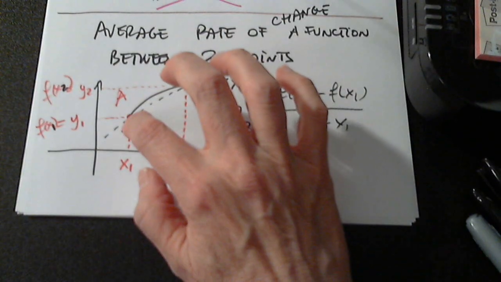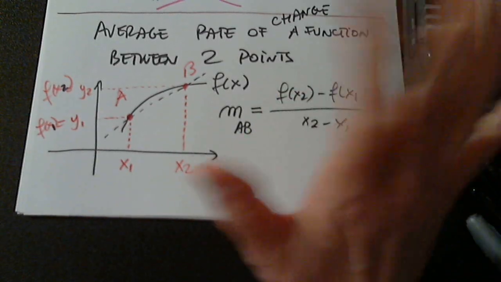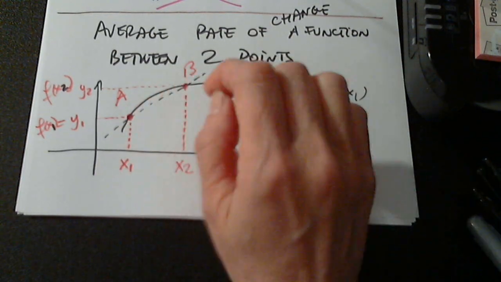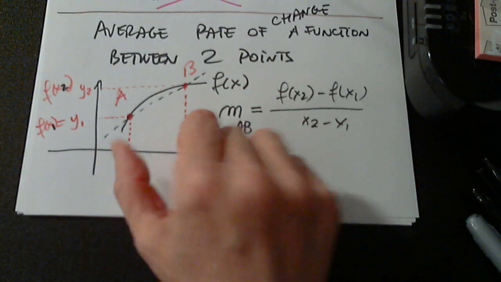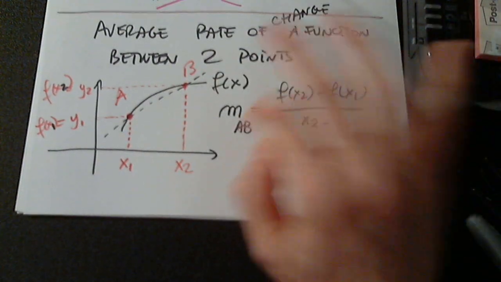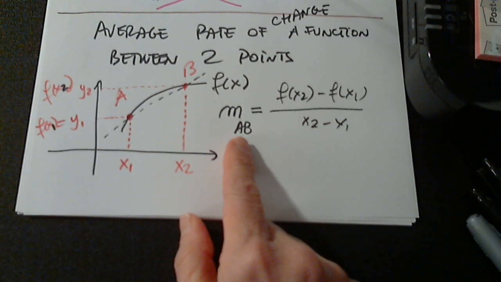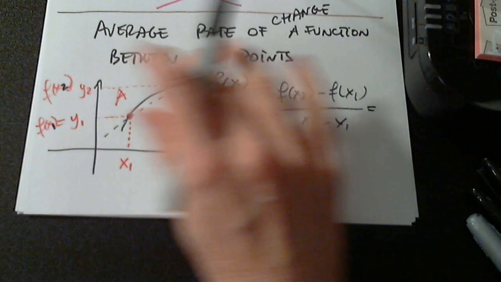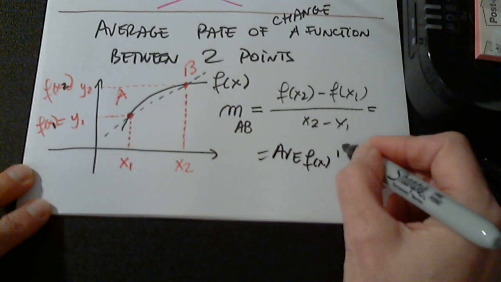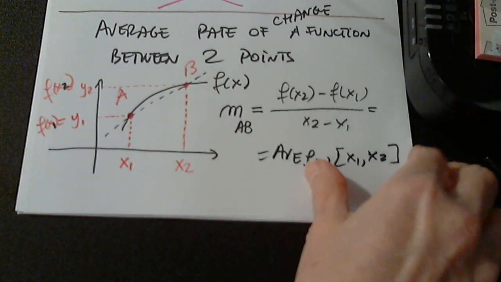Imagine that I go from Baltimore to New York, and you ask me what was my average speed. I have the 200 miles, so I have the distance, and I have the time. I divide the distance by the time that I needed to get from point A to point B, and that was my average speed. The slope of AB is nothing else but the average rate of change of a function between these 2 points. So the average of f of x between x1 and x2. Keep this in mind for a moment.